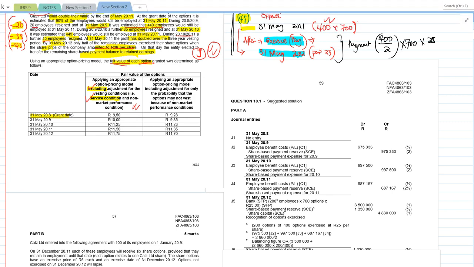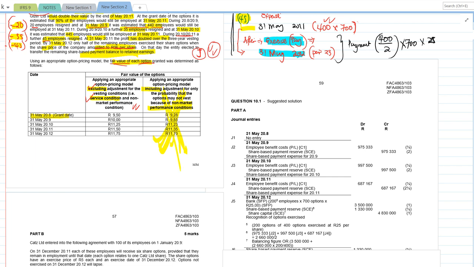The other one says applying an appropriate pricing model, including adjustments for only the probability that the options may not vest because of the non-market condition. Why is it including non-market condition? Do you see that? We don't need this share price and therefore you need nothing to do with that column. Please cancel it immediately when you see that you don't need it, and say, I don't want it to vex me or confuse me.